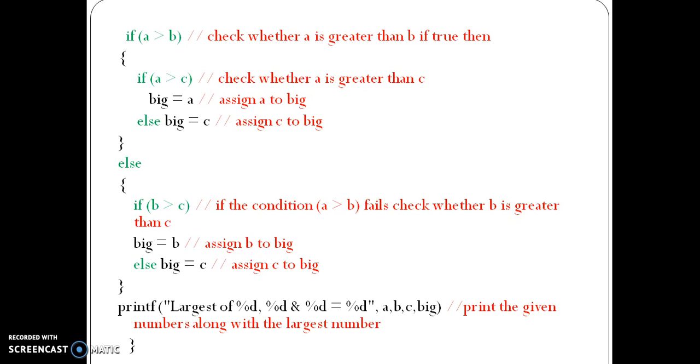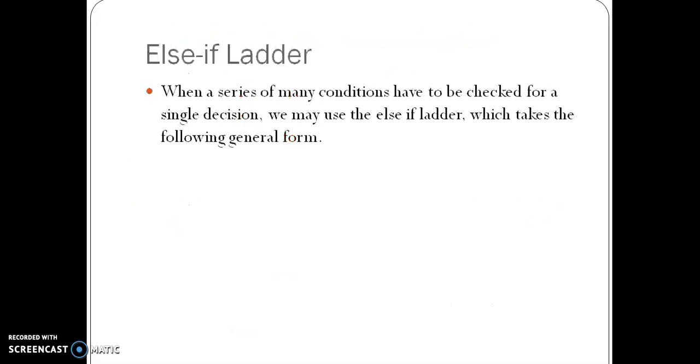Afterwards, I am going to check whether A is bigger than B. If it's true, we are going to check whether A is greater than C. If both conditions are true, then A is my biggest number. If A is greater than B and A is less than C, then my biggest number is C. And if the condition A greater than B is false, it's going to execute the second set of statements. That is, if B is greater than C, then B is my biggest value. Otherwise, C is my biggest value. Now we can easily find the biggest number.